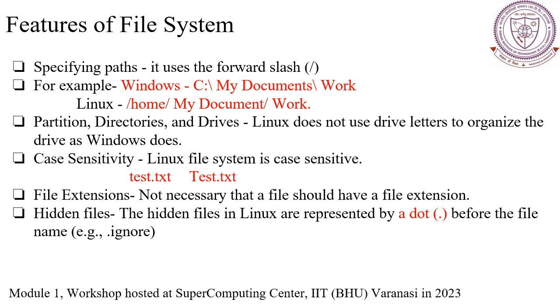Hidden files in Linux are represented by a dot before the file name. For example, the hidden file .ignore is hidden from view by default. To view hidden files in Linux, you can use the ls -a command.